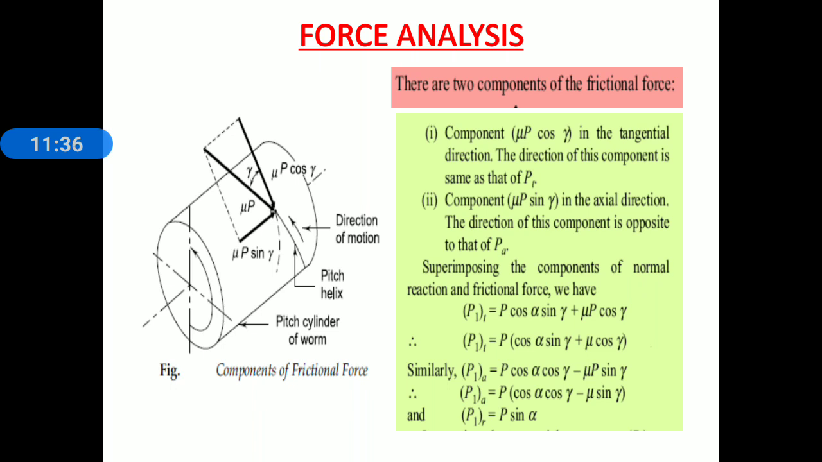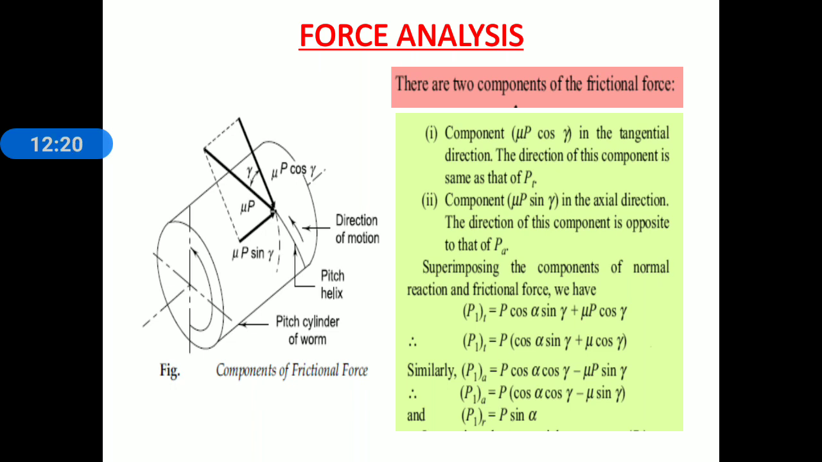Now, superimposing the components of the normal reaction and frictional force. The tangential force acting on a worm, P1T, is equal to, we know the relation for that, P cos alpha sin gamma plus the resultant frictional force, which is in the same direction as the tangential force. That's why here we add this, plus mu P cos gamma. From this relation we take P common, therefore the tangential component acting on a worm, P1T, is equal to P into bracket cos alpha sin gamma plus mu cos gamma, bracket complete.